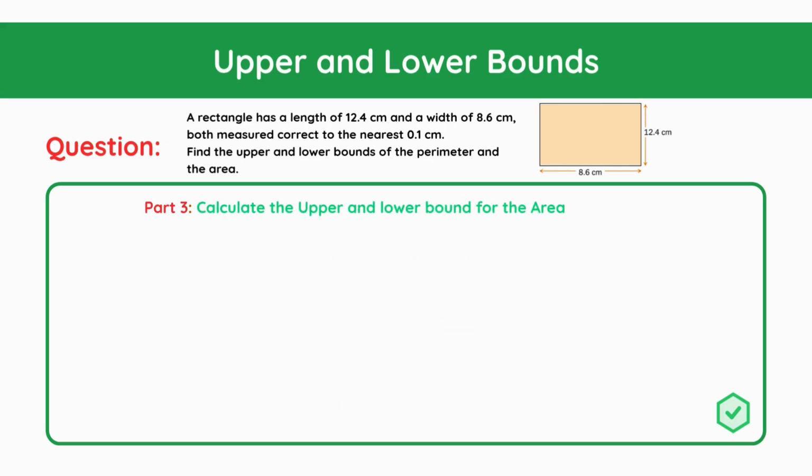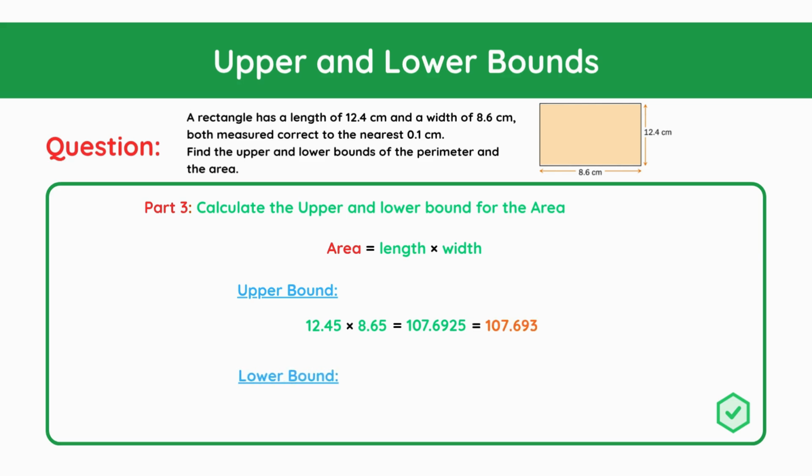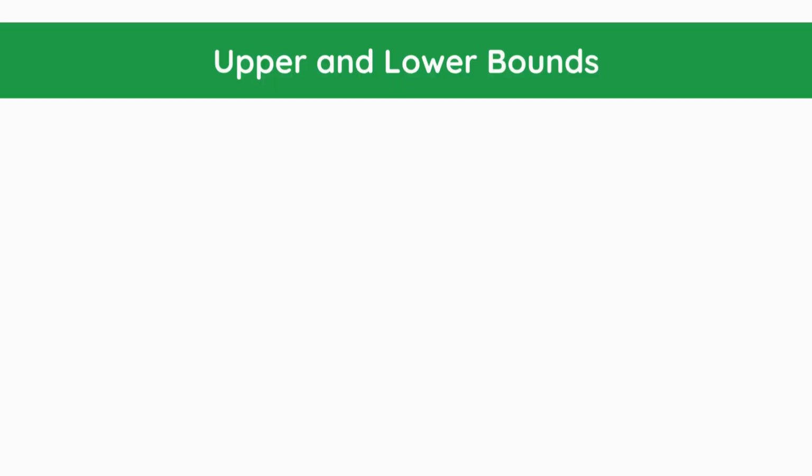Part 3 is to find the upper and lower bound of area. The area of a rectangle is length times width. So we will use the rules of multiplication of two numbers that we discussed earlier. For the upper bound of the area, we will do 12.45 times 8.65, which is 107.6925. We round to 3 decimal places, 107.693 as asked in the question. For the lower bound of the area, we will do 12.35 times 8.55, which is 105.593.